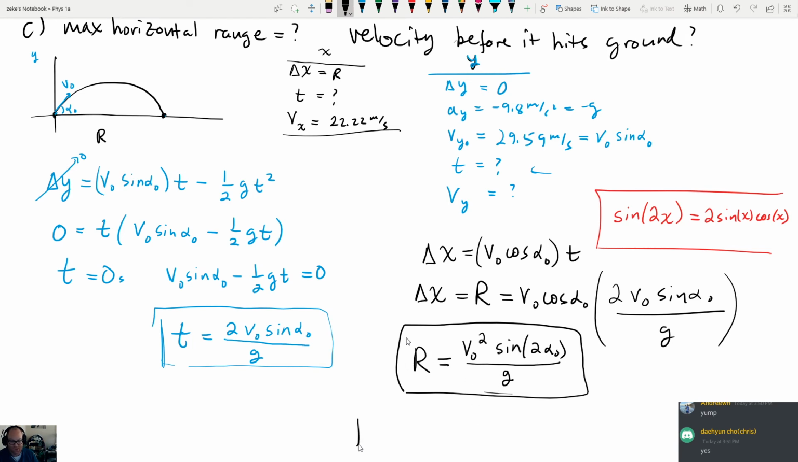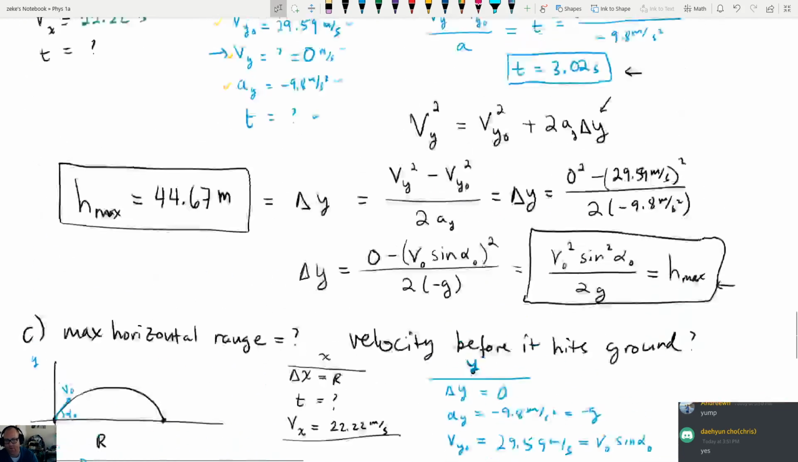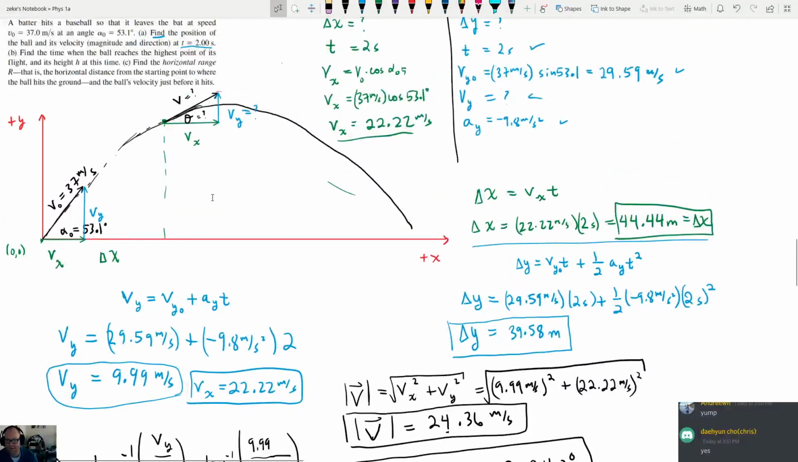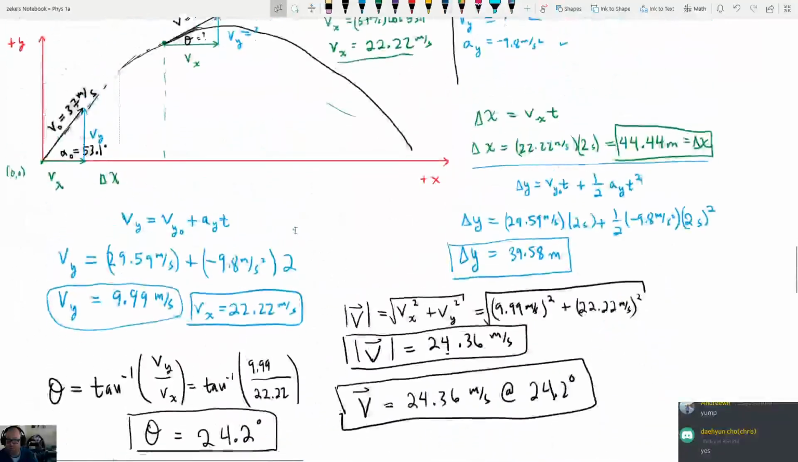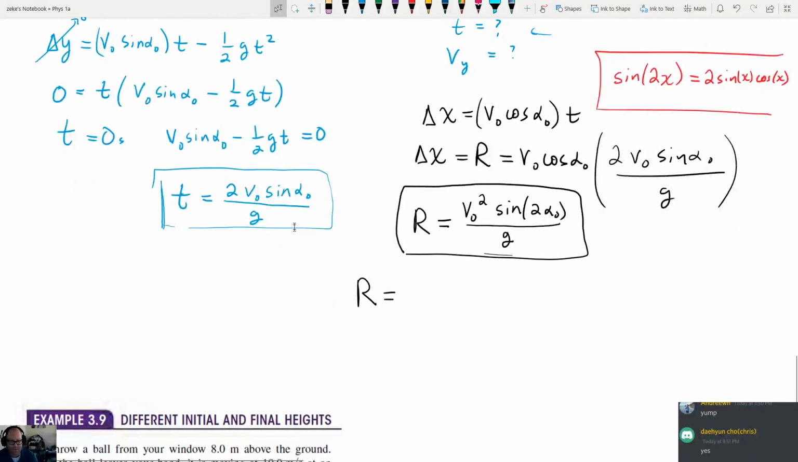So what is it actually equal to in this case? Well, we would take V initial, which was, now we've got to go way back. What was V initial equal to? 37. That was our initial velocity. And the launch angle was 53.1, right? Okay. So plugging everything in, you get 37 meters per second squared, and then the sine of 2 times 53.1, divided by g. This is just 9.8, by the way.